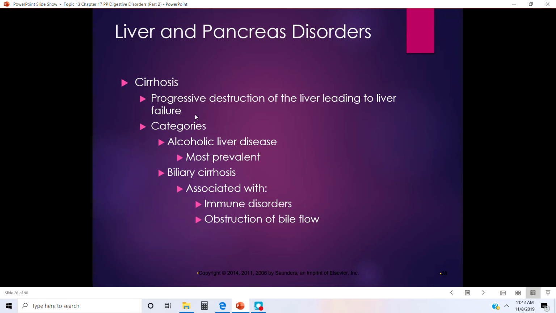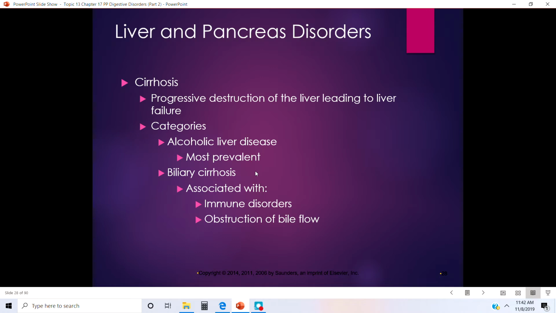This even can cause death. We can categorize cirrhosis into four different types. The first one is known as alcoholic liver disease, right? You can guess what's causing this. This is the most prevalent, right? This is the most common, right? So we see this in alcoholics.